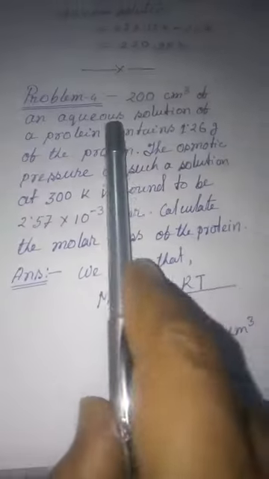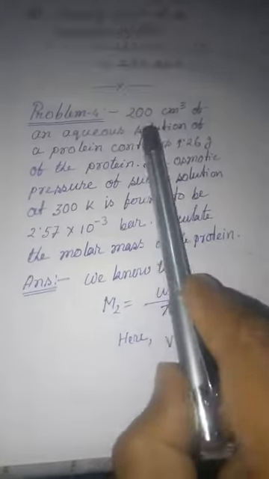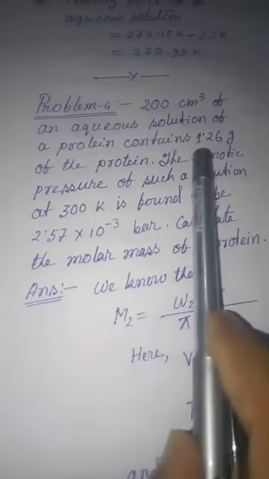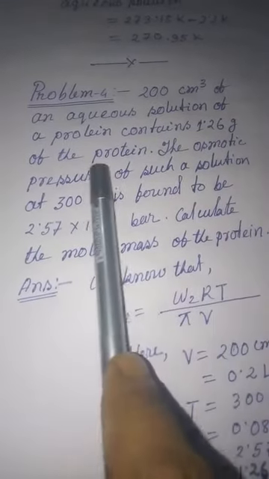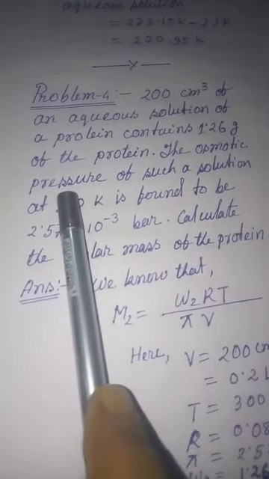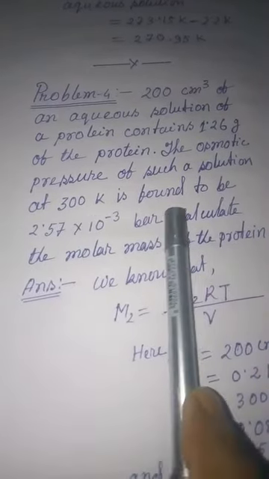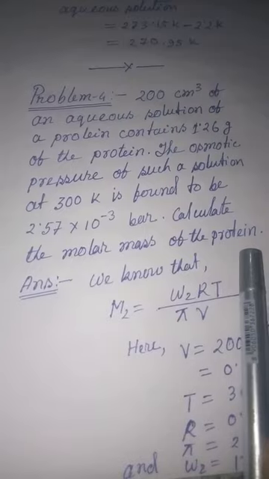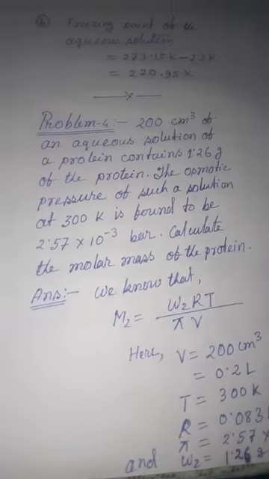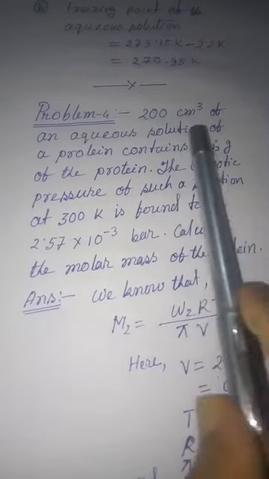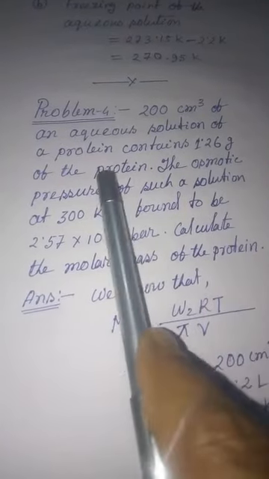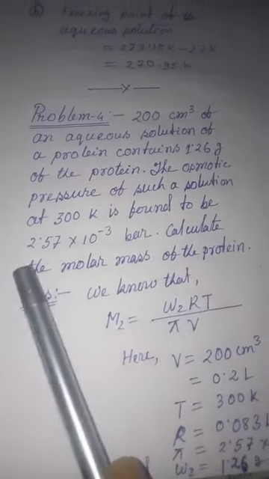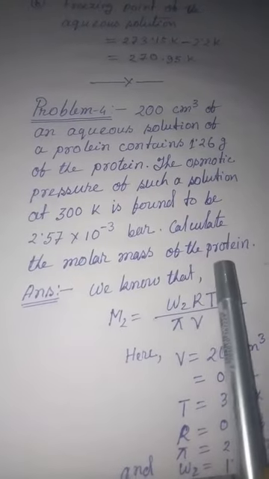Now we will see another numerical relating to osmotic pressure. 200 centimeter cube of an aqueous solution of a protein contains 1.26 gram of the protein. The osmotic pressure of such a solution at 300 Kelvin is found to be this much bar. Calculate the molar mass of the protein. So here we have taken 200 centimeter cube of an aqueous solution which contains 1.26 gram of the protein, and the osmotic pressure pi at 300 Kelvin is given.